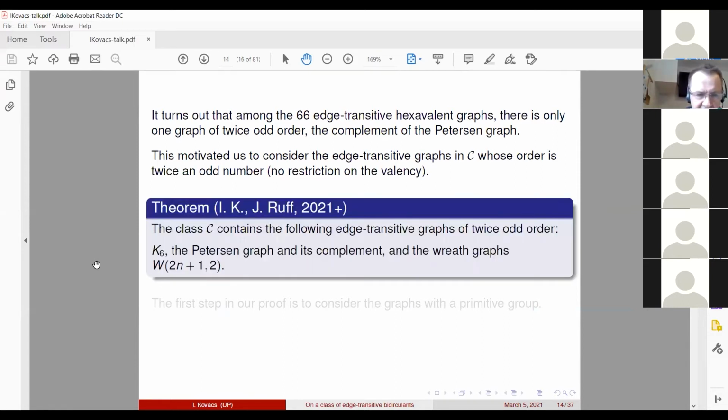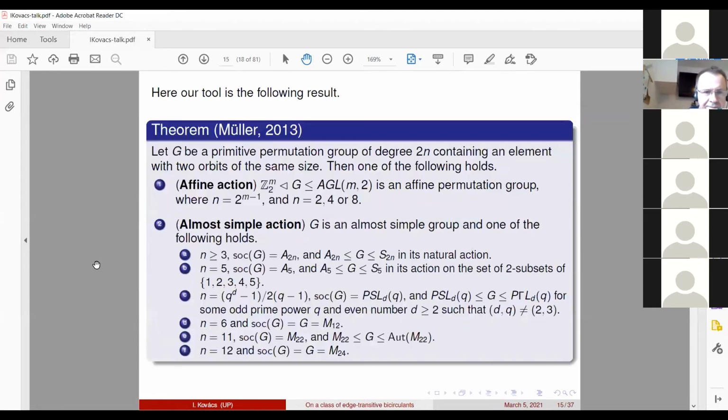So the class C contains the following H-transitive graphs of twice odd order: the complete graph on 6 vertices, the Petersen graph and its complement, and the Wei graphs. In the next part, I would like to show you some ideas of how to prove this result. The first step in our proof was to consider the graphs with a primitive group.